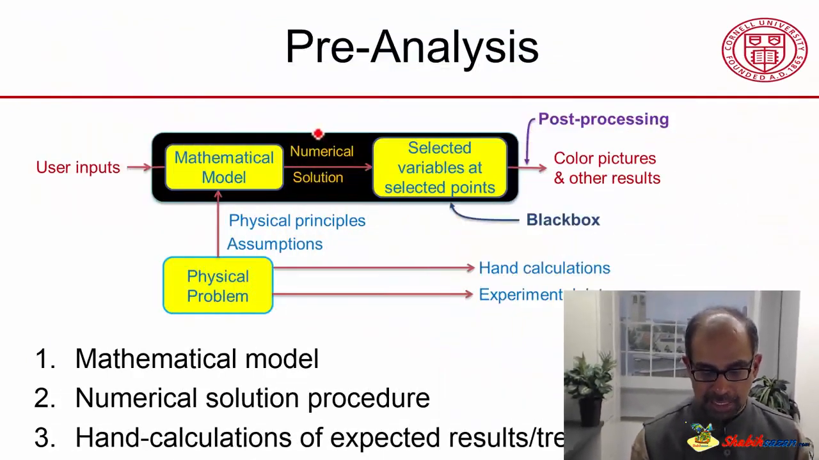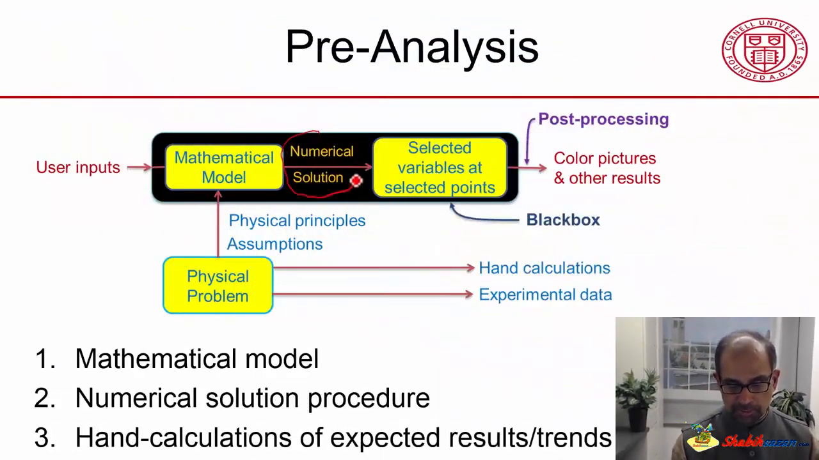Now that we know the mathematical model that we want to solve, governing equation and boundary conditions, i.e. a boundary value problem, let's take a look at how to solve it numerically using the finite element method. So I'm moving from talking about the mathematical model to talking about the numerical solution procedure and how, through the numerical solution with the finite element method, one can calculate selected variables at selected points.